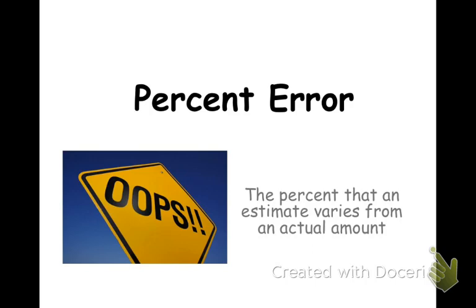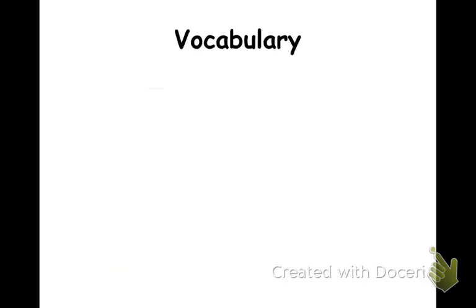Okay, let's look at percent error. When we calculate a percent error, we're actually calculating the percent that an estimate varies from the actual amount. So there are lots of places where we have percent error. Anything that we measure would have percent error. Anything that we estimate, anything that we guess. Those are all clue words when you're performing science experiments, or doing things that have the human element that can introduce some aspects of error, you will be calculating percent error for those. So let's look at the vocabulary.